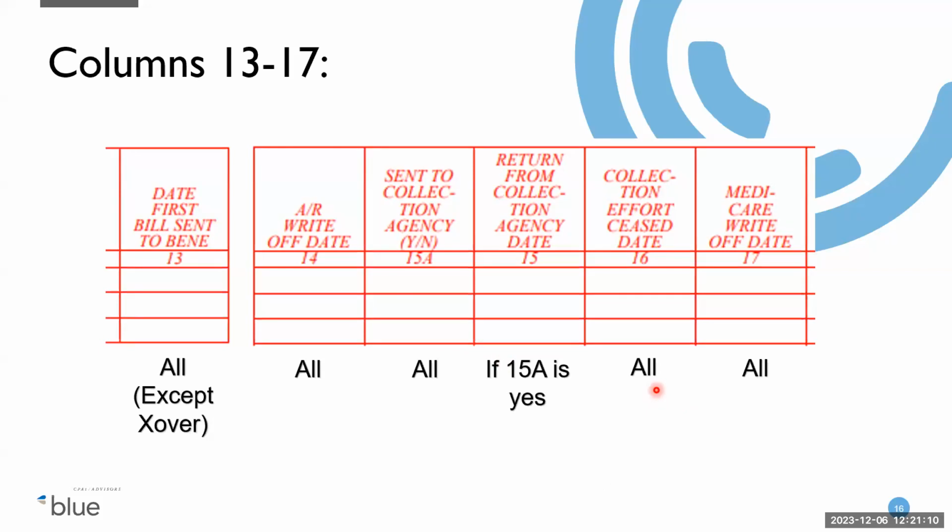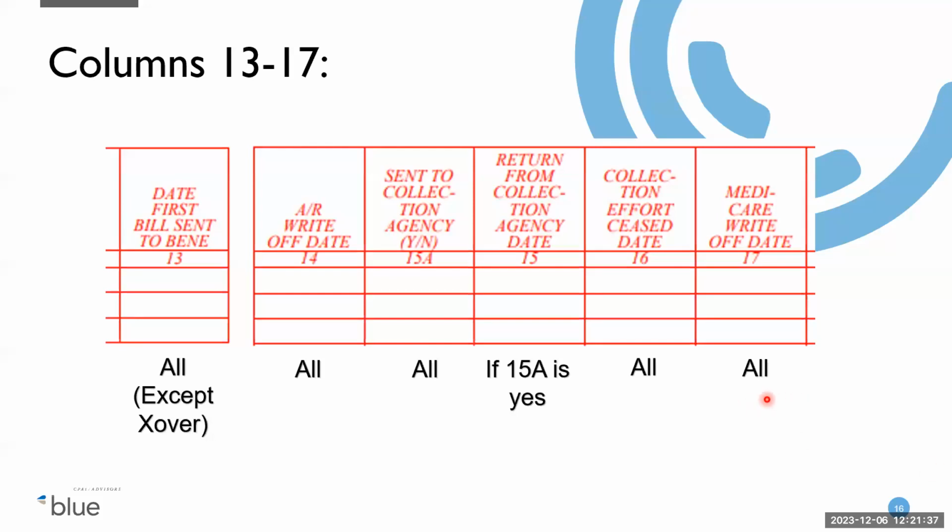Column 16 is going to be the date that the account collection efforts ceased on the account. So that could be the day it came back from the collection agency. It could be a few days after, but this is internally and externally. Your collection efforts are completely done. You're not trying to bill any more insurance. You're not sending statements. It's completely done.